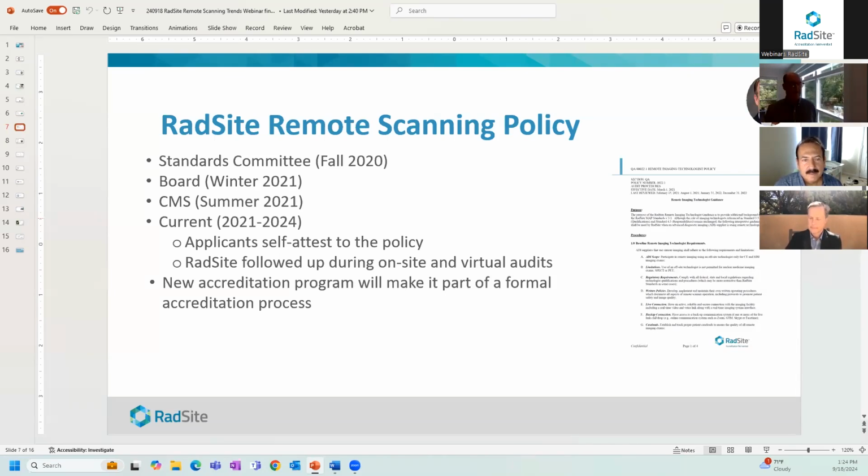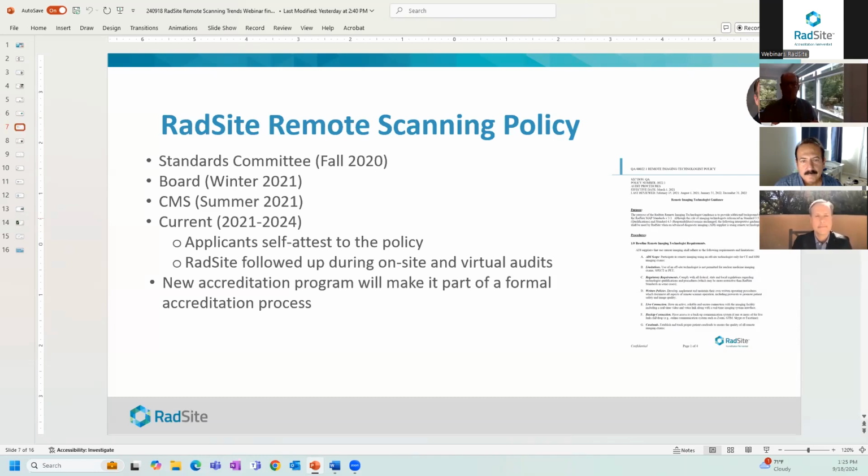So we finalized the first draft of it. And the takeaway is that we're building upon this policy. If anybody wants to hear more about the policy that's in effect today, I'm happy to meet with you offline to talk about that. But the RadSite board approved it in the winter of 2021, and then we sent it to CMS for review, and that took 3 or 4 months, and finally they approved it in the summer of 2021.